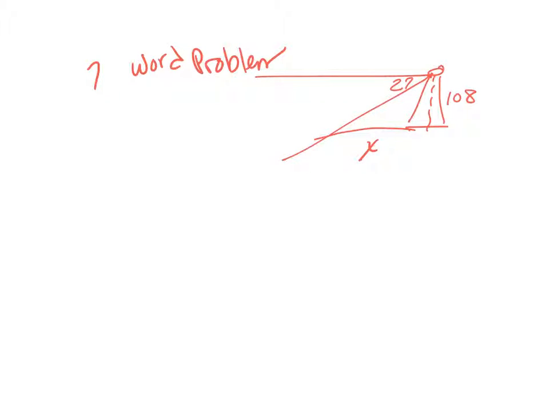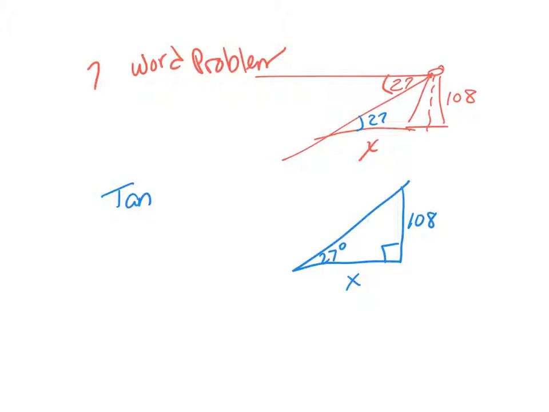Well, whenever they give you the angle of depression, they're also giving you the angle of elevation, which is the guy on the floor, because those two lines are parallel, so they're alternate interior. So you've got a right triangle that has 27 degrees, x, and 108. Well, 108 is the opposite, and x is the adjacent. So we get tangent of 27 equals 108 over x.